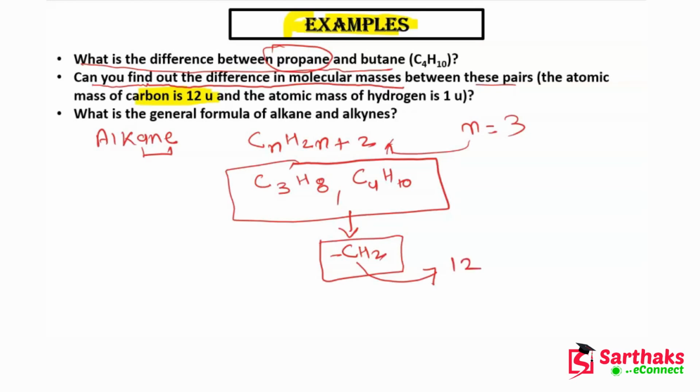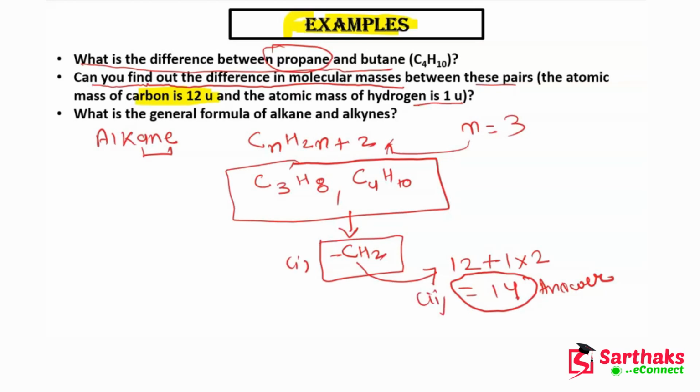Okay, so 12 unit of this one carbon plus the molecular mass of hydrogen is given 1 unit. So we will multiply this with 2 because 2 hydrogen atoms are present. So it will give us 14. So it means the difference in molecular masses is 14. This is our answer of the second question. So I hope guys this point is clear to you.